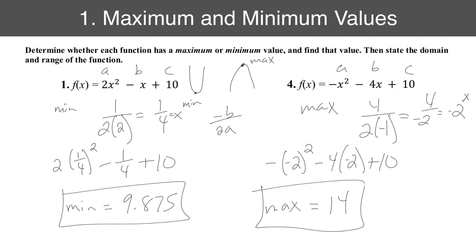So that's how you do your max and mins. Find the x value of the vertex first, then plug it back in to find your max or min. Don't forget to plug it back in. All right, that's how you find your max and mins. Next, let's look at solving a quadratic by factoring.